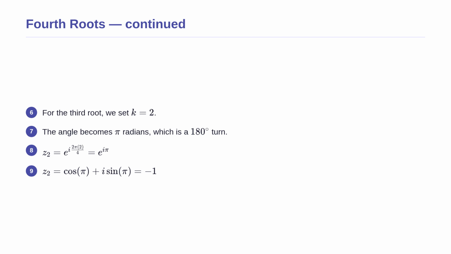Setting k equals 2 gives us an angle of pi radians. This is equivalent to a 180-degree turn, meaning we are facing the exact opposite direction from where we started. The cosine of pi is -1 and the sine is 0. This places us on the far left side of the horizontal axis. The third root is the real number -1. This makes perfect sense because -1 multiplied by itself 4 times is +1.